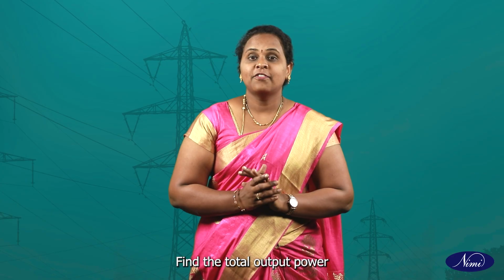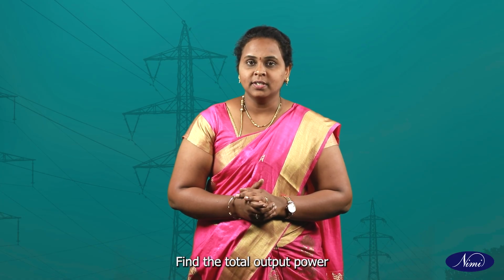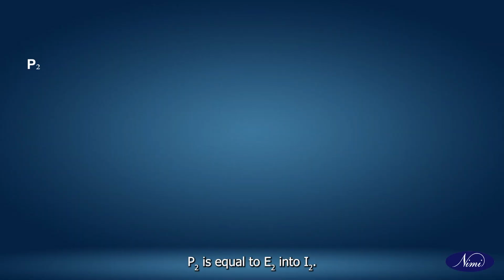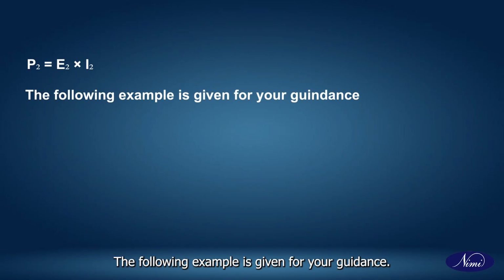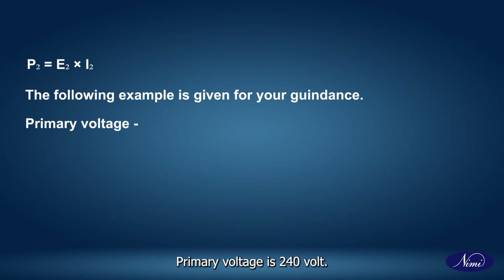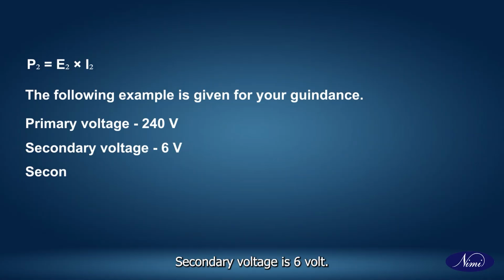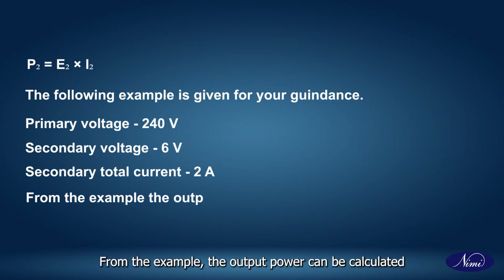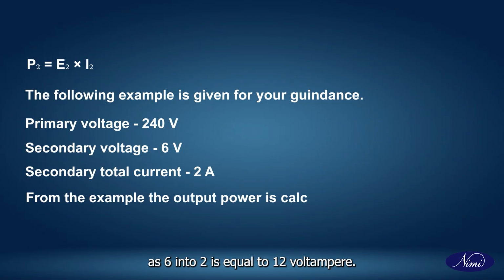Step 1. Find the total output power from the load voltage and current of the transformer. P2 is equal to E2 into I2. The following example is given for your guidance. Primary voltage is 240 volt, secondary voltage is 6 volt, secondary total current is 2 ampere. From the example, the output power can be calculated as 6 into 2 is equal to 12 volt ampere.